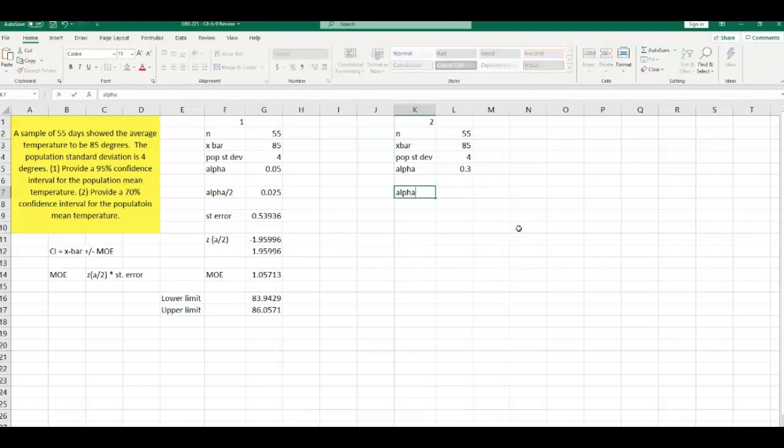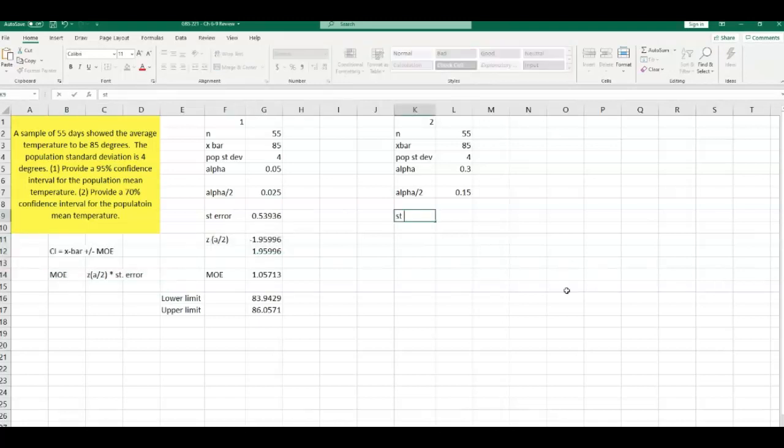The next piece that we did was finding alpha divided by 2. So we take our 0.3, we divide it by 2, and we get this 0.15. So that's the setup of every single confidence interval problem, right? Is writing out what you know, finding your alpha, and your alpha divided by 2. Then we can go to work on actually filling out the pieces that we need to know our margin of error and to construct our confidence interval.